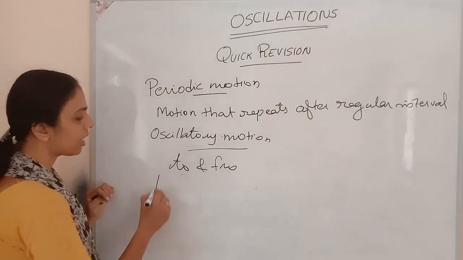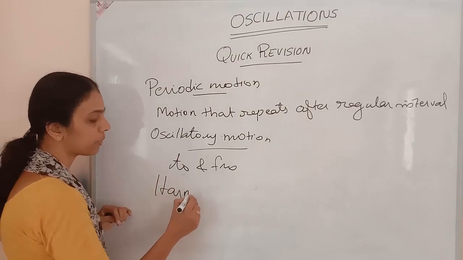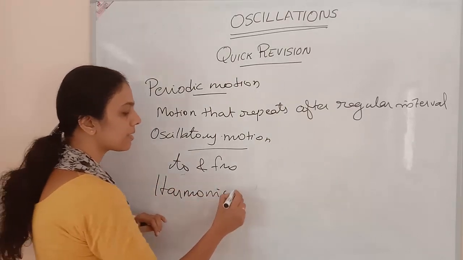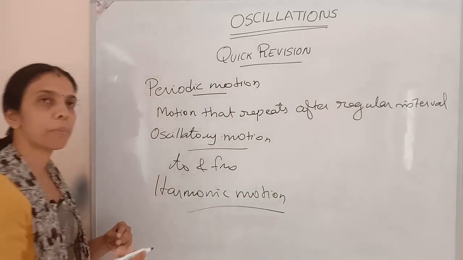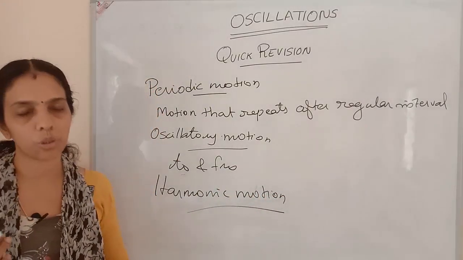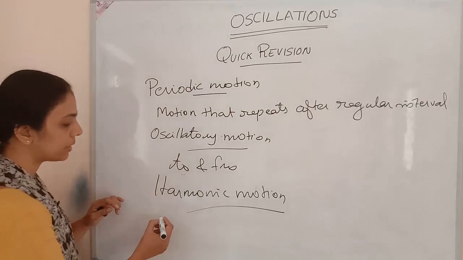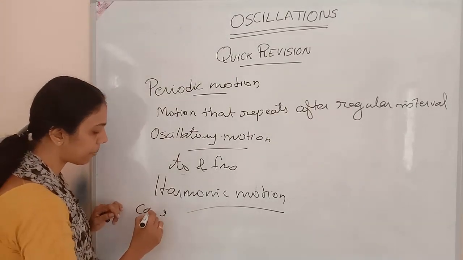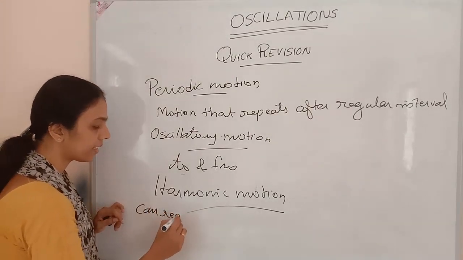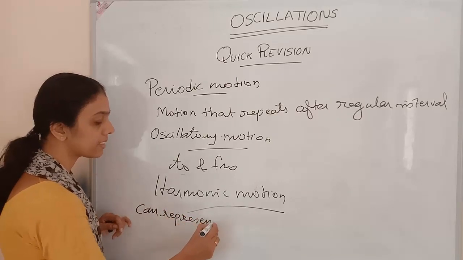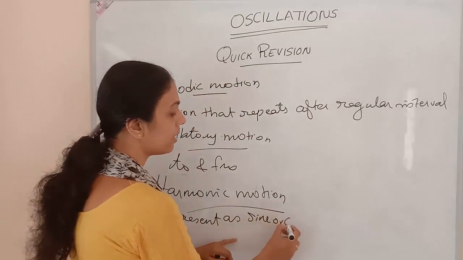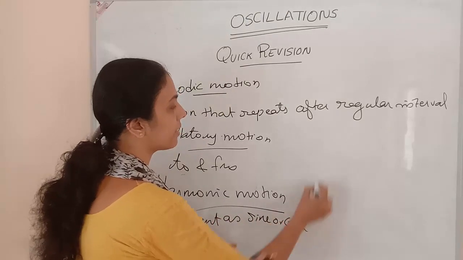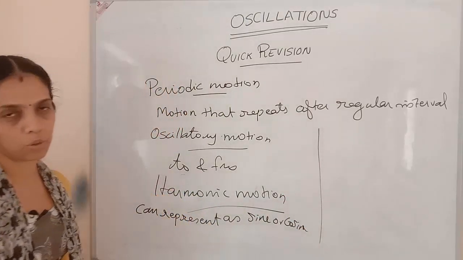Next is harmonic motion. Harmonic motion means motion that can be represented as a sine function or a cosine function. That is called a harmonic motion.